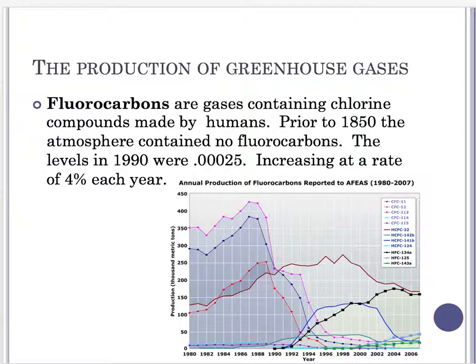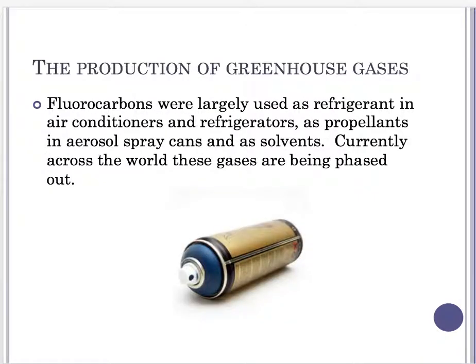Fluorocarbons are gases containing chlorine compounds made by humans. Prior to 1850, the atmosphere contained none whatsoever. The levels in 1990 were 0.00025. They are increasing at a rate of 4% each year. These are all the different types of fluorocarbons, HFCs and CFCs. Fluorocarbons were largely used as a refrigerant in air conditioners and refrigerators, as propellants in aerosol spray cans, and as solvents. Currently across the world, these are gases being phased out.